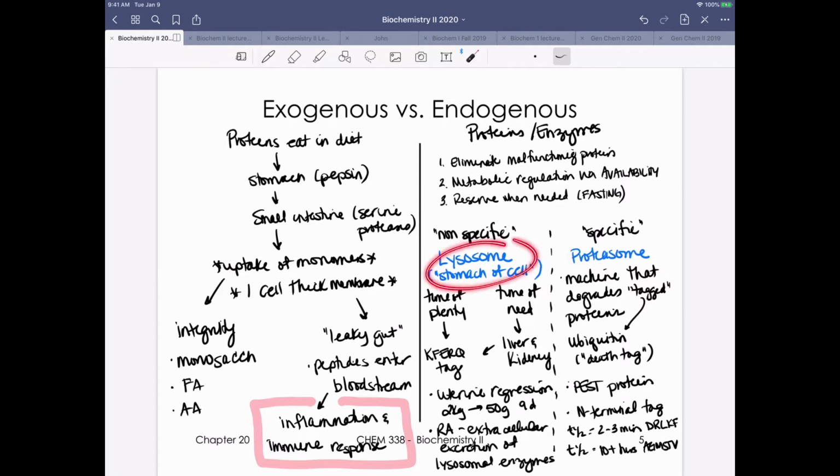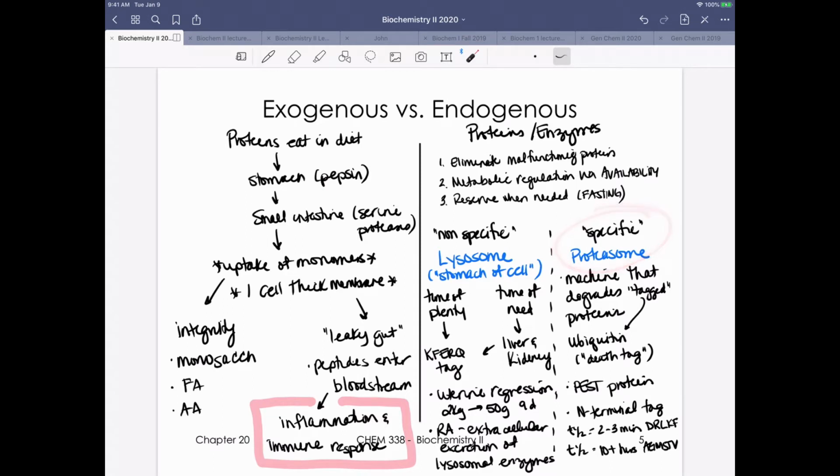So again, lysosome being non-specific degradation. Now it's a little bit confusing because there might be some specific parts that allow us to sort of facilitate that degradation, but it really is a fairly non-specific process that you have a high pH and some lysosomal enzymes that operate well under that high pH.